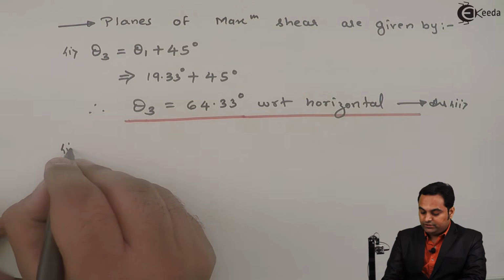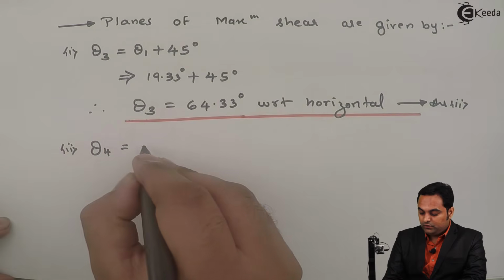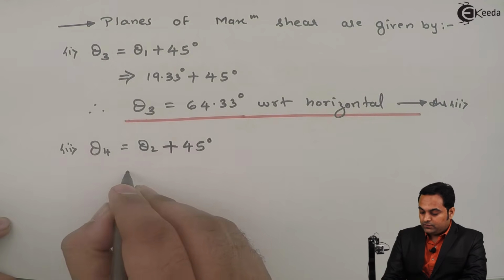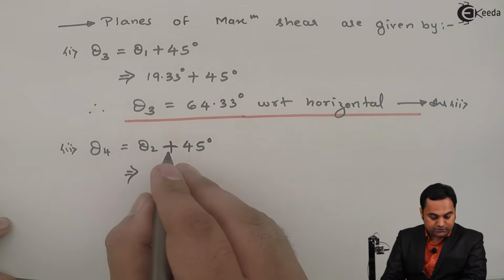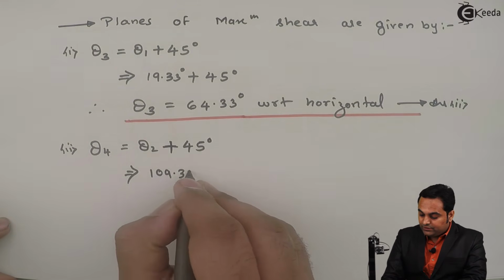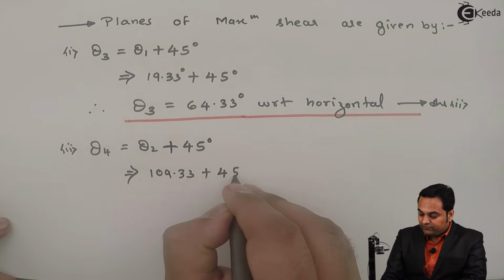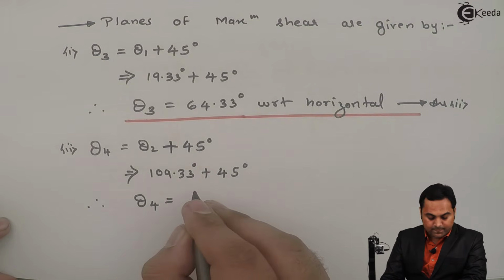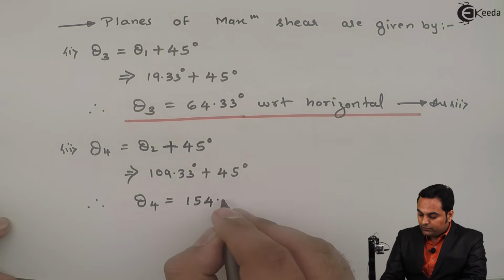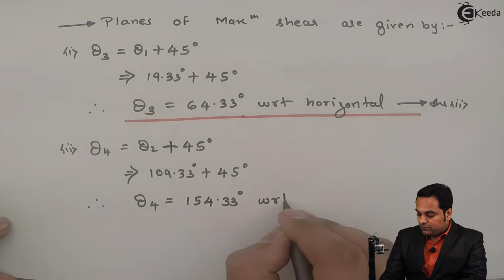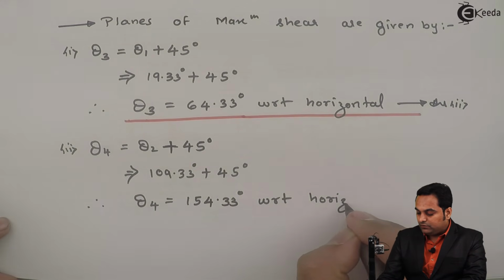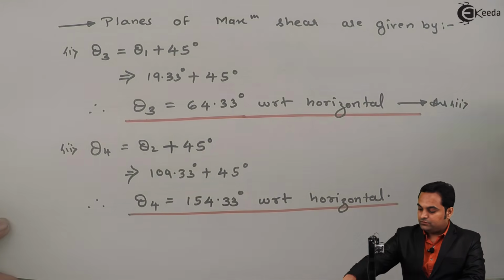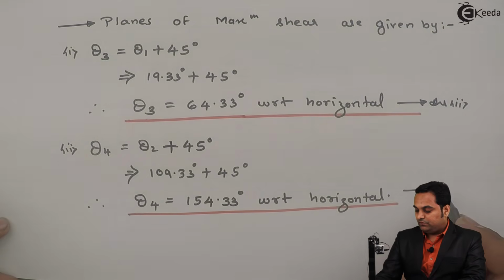So this is the second answer for us. And now theta 4 is theta 2 plus 45 degree. So therefore theta 2 was 109.33 plus 45 degree. So therefore theta 4 comes out to be 154.33 degree with respect to horizontal. So this is the third answer.